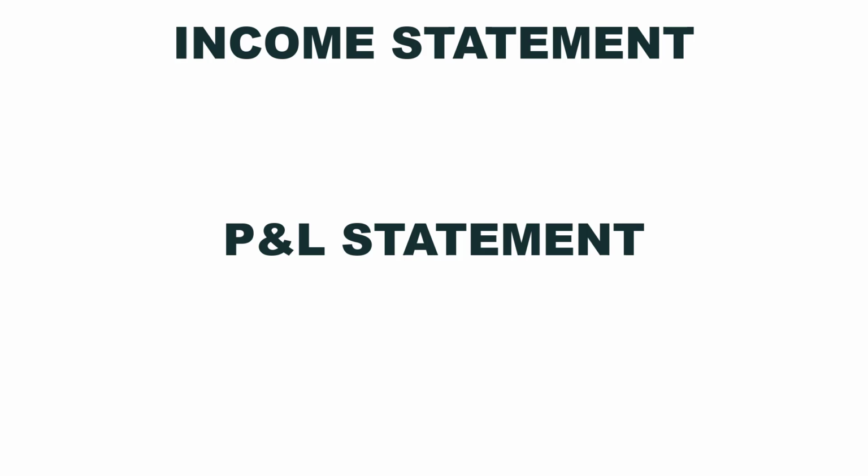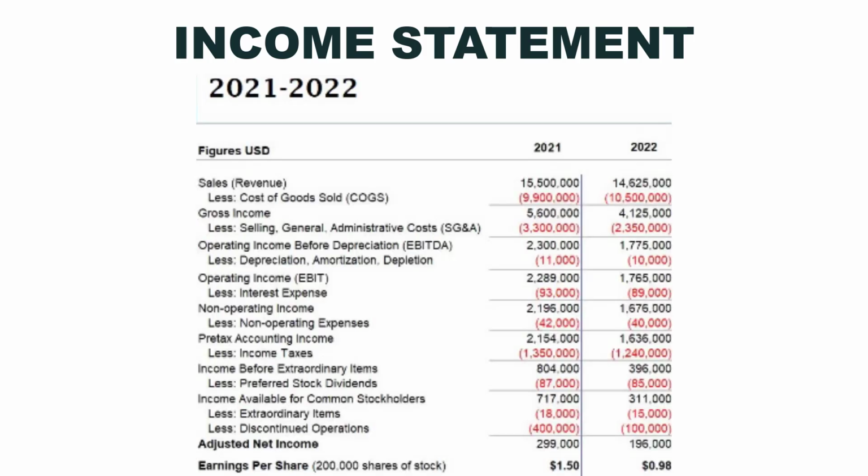Next up is the income statement, also known as the profit and loss or P&L statement. The income statement shows a company's performance over a period of time, detailing revenue, expenses, and profits. Revenue, or sales, is the income a company earns from selling goods or services. It's the top line of the income statement.